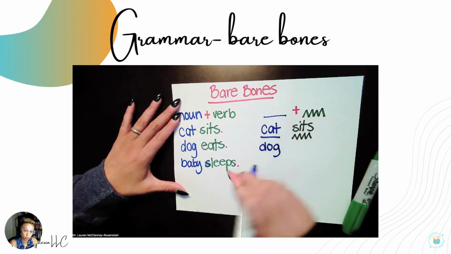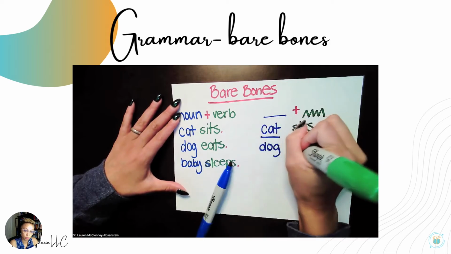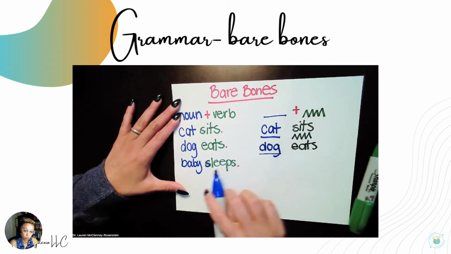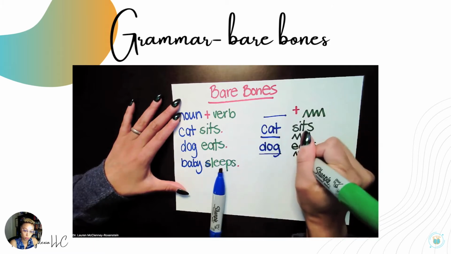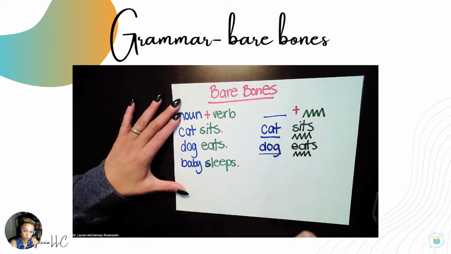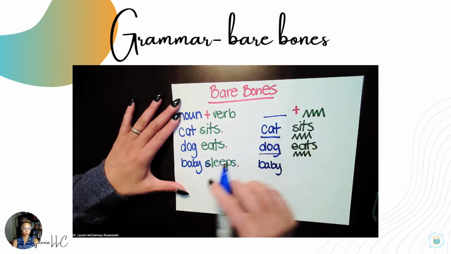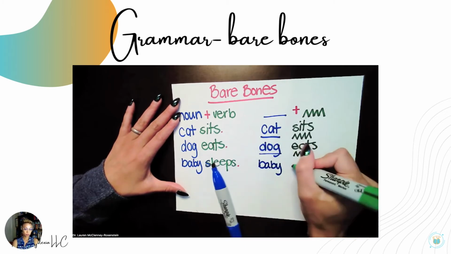Dog eats. So we're going to underline our noun. We're going to do 4 humps for our verb. Okay, is it starting to make sense? Baby sleeps.